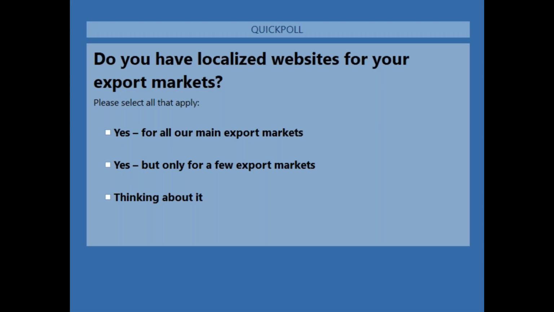And again, about half of you have voted so far. And I'd say it's interesting, this time it's quite evenly split all three ways. In fact, we're getting pretty well a third, a third, a third. A third of you have websites for all of your main export markets, a third of you for only a few, and a third of you are thinking about it. Thank you very much indeed.